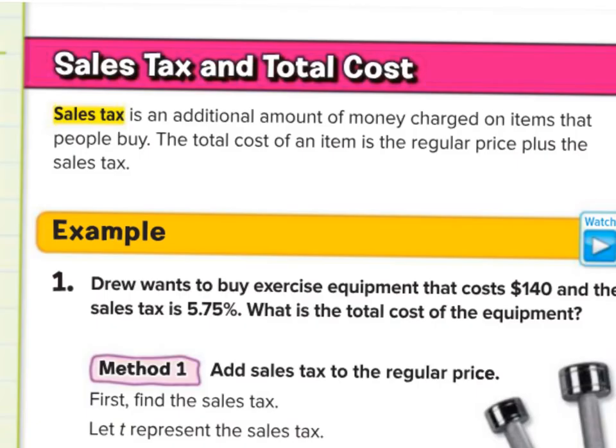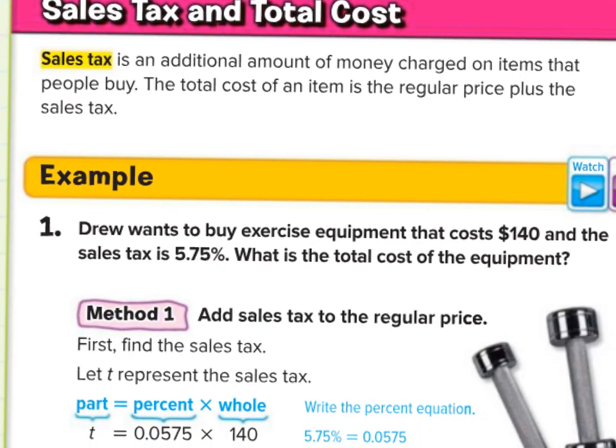Okay, one of our main points is highlighted here in the red or the pink, sales tax and total cost. Sales tax is an additional amount of money charged on items that people buy. The total cost of an item is the regular price plus the sales tax. Okay, like I mentioned, in Ontario we have a sales tax of 7%. I know that in Michigan it is 4.5, I believe.